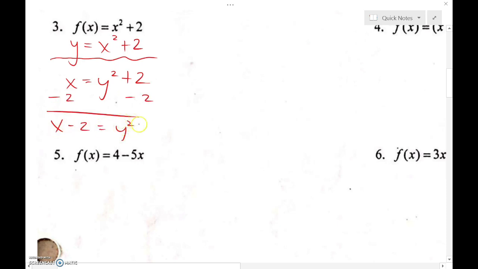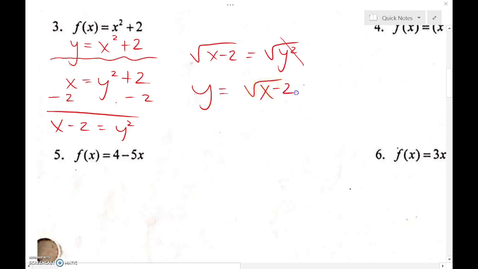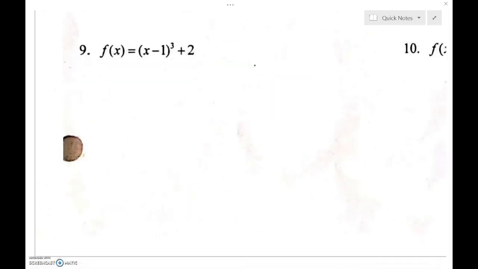And how do I undo squaring something? That's going to be square root. So I'm going to take the square root of both sides, and I'm now going to have these two cancel out, and I've got y is equal to the square root of x minus 2. Okay, now we've got a cubic function.